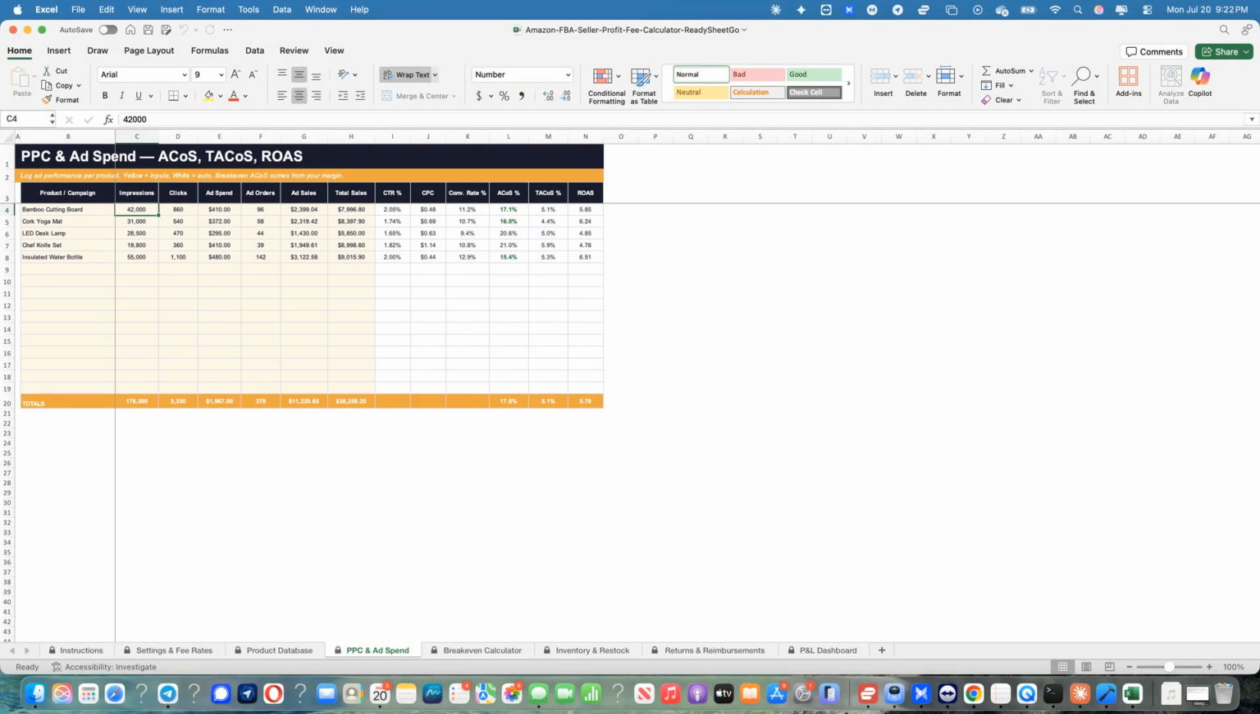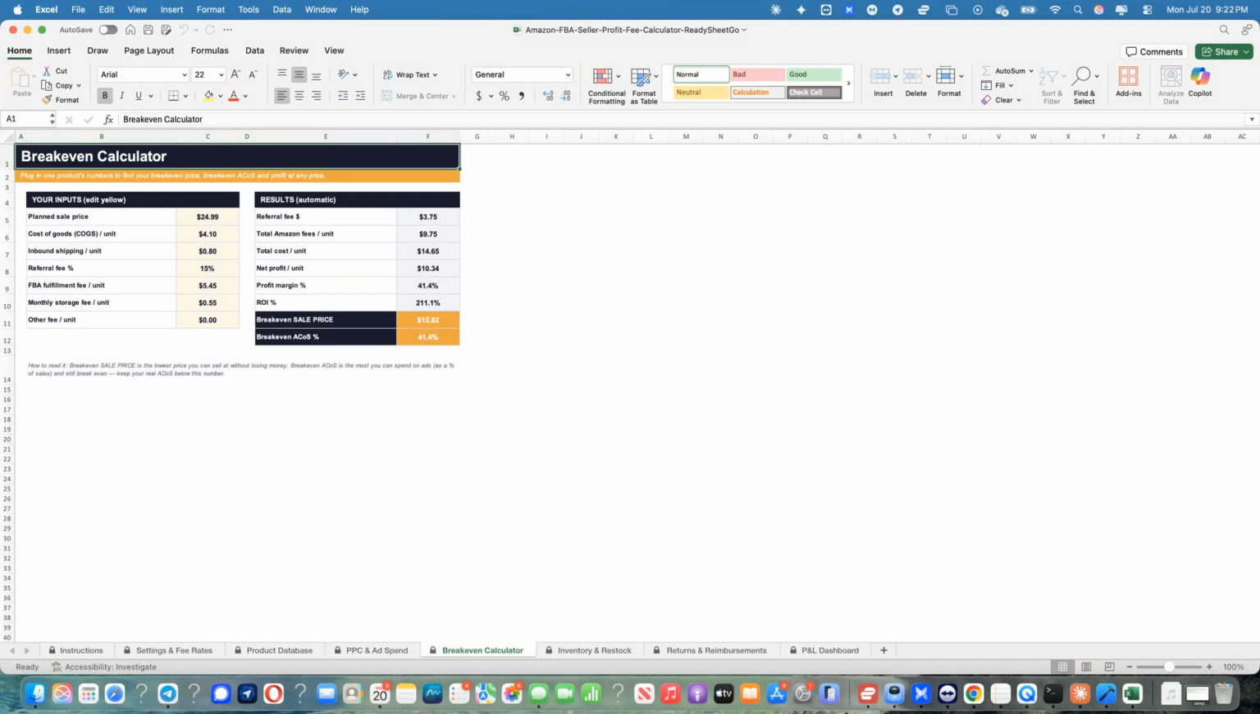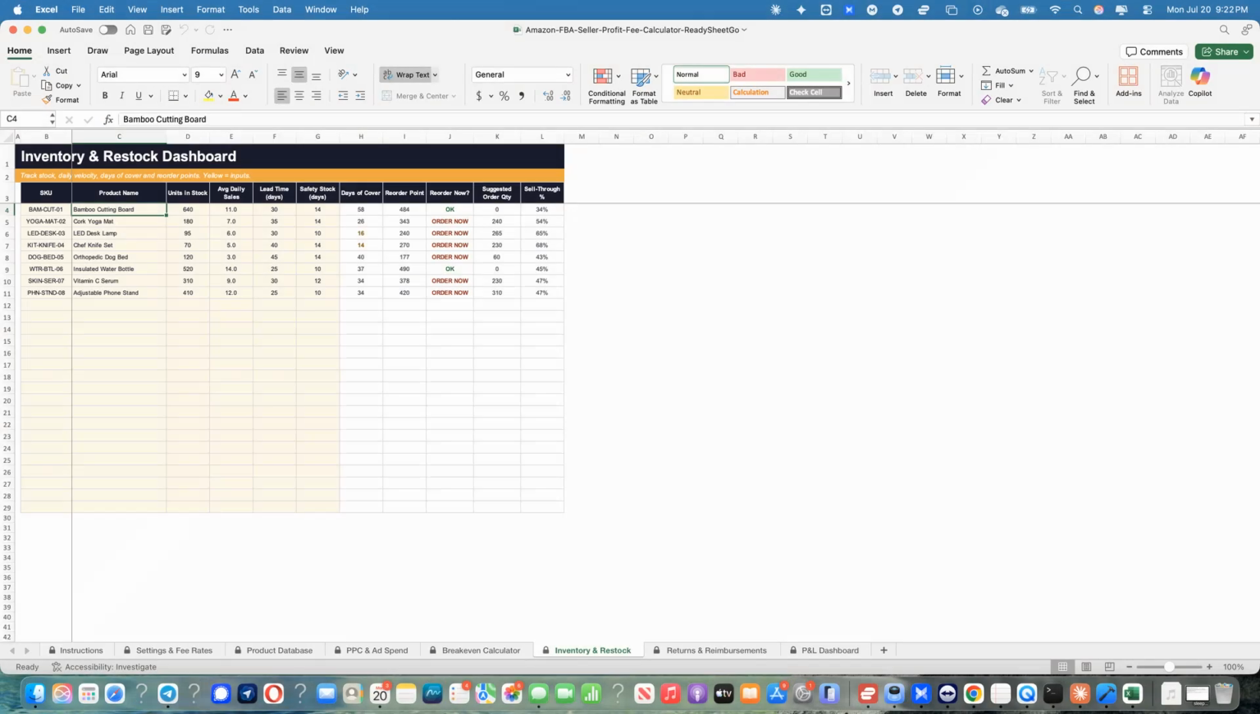PPC and ad spend tracks what each campaign costs and what it returns, which is where your ACOS and TACoS come from. The break-even calculator answers the question you ask before every price change: the lowest price you can sell at without losing money, and your break-even ACOS.